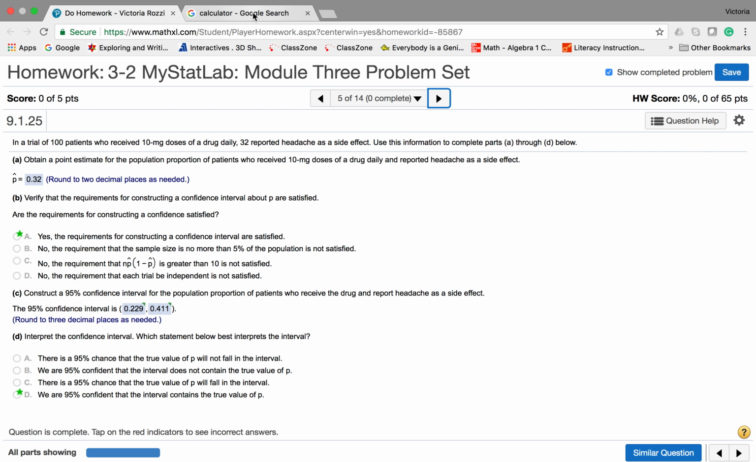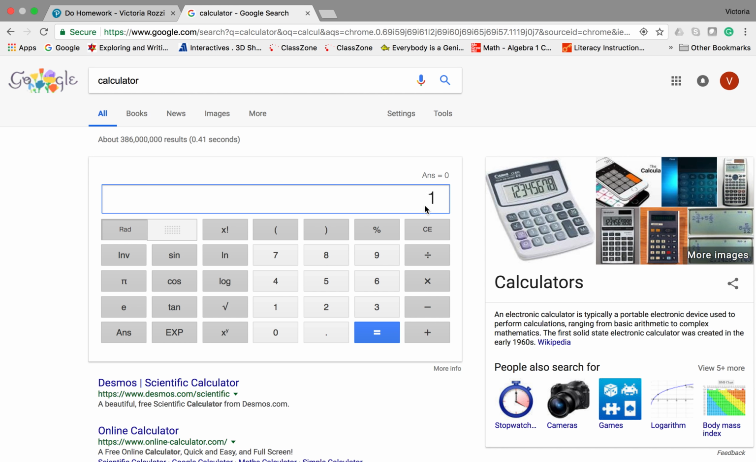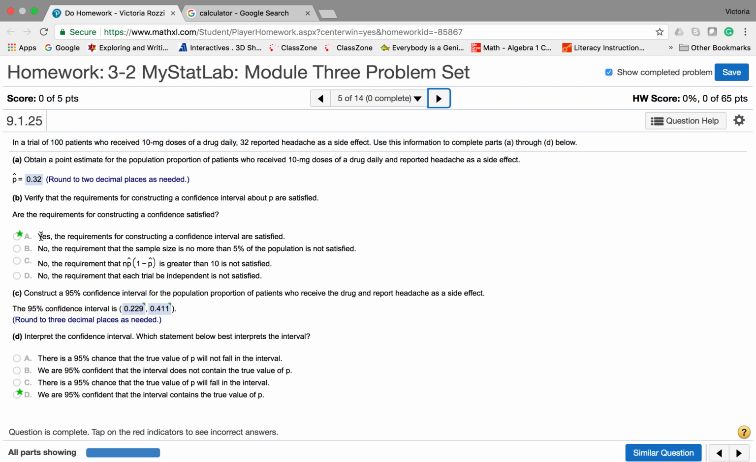So I'm going to take n, which is 100, so 100 times 0.32, and then times 1 minus p hat. In this calculator, or any small scientific calculator, just use your parentheses here, and we'll do 1 minus 0.32. It's also what we call the complement percent of 32%, so 100 minus that, and press equals. So that is going to be greater than or equal to 10, so that is satisfied. Yes, the requirements for constructing a confidence interval are satisfied.